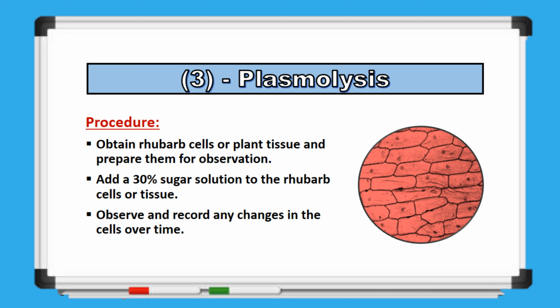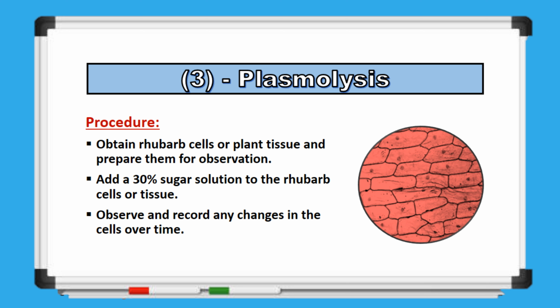Next, we will investigate how plasmolysis occurs in plants. To observe plasmolysis, begin by obtaining rhubarb cells or another suitable plant tissue, ensuring the sample is fresh and prepared for examination. You can use a microscope slide to mount the tissue, making sure the cells are clearly visible. Next, carefully add a 30% sugar solution to the cells or tissue.